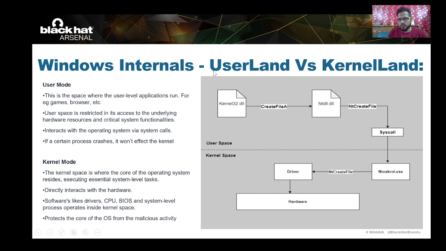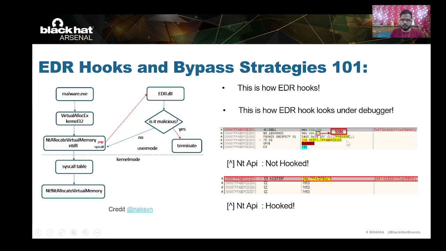So let's jump to the user land versus kernel land. Whenever we call a Win API, in this case the Win API is called CreateFile, it originates from kernel32, then goes through NTDLL, and the Win API resolves down to the NtCreateFile Native API. Then it calls the system call, and that enters the kernel. This is actually the main flow.